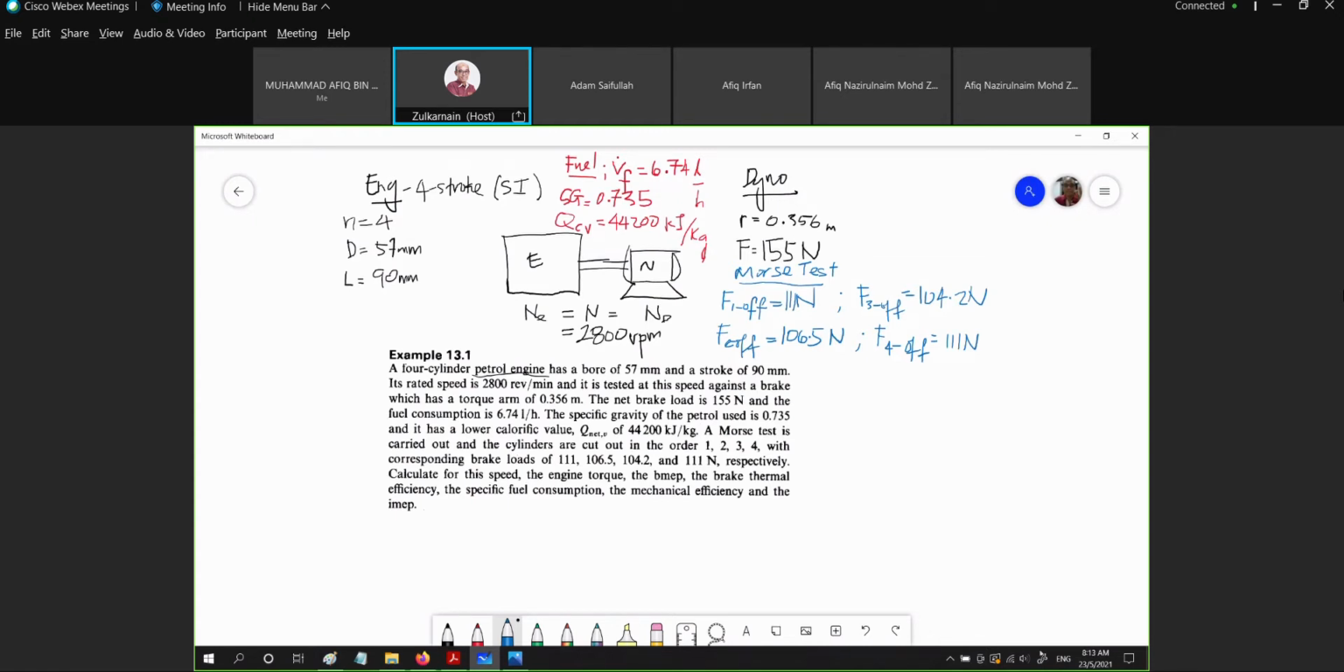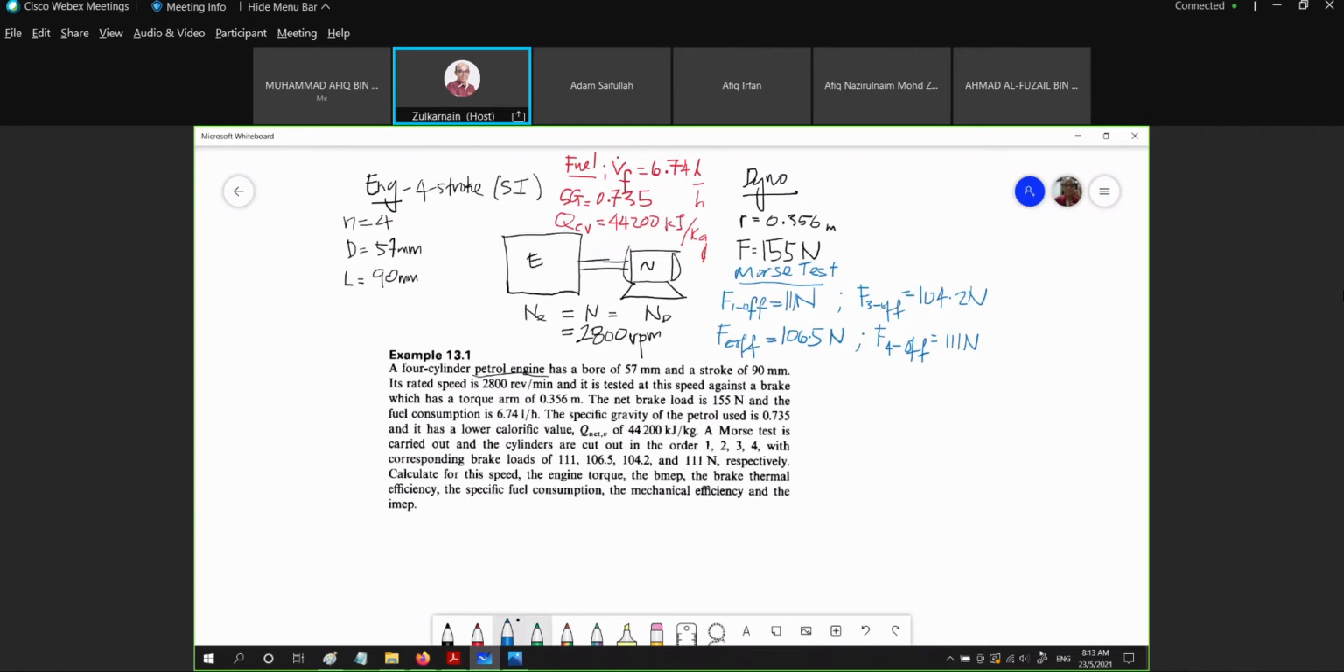And then the first thing yang kita nak dapatkan adalah calculate for this speed the engine torque. Okay, engine torque. Jadi ini bermakna apa yang dirasai oleh dyno adalah sama juga apa yang dirasai oleh enjin. Ini bermakna in this case kita akan dapati kalau torque ini biasanya ialah pada bahagian dyno. Sebab dekat enjin tidak ada any device which can measure the engine torque at the engine side. Tapi kita dapatkan torque ni pada bahagian dyno.